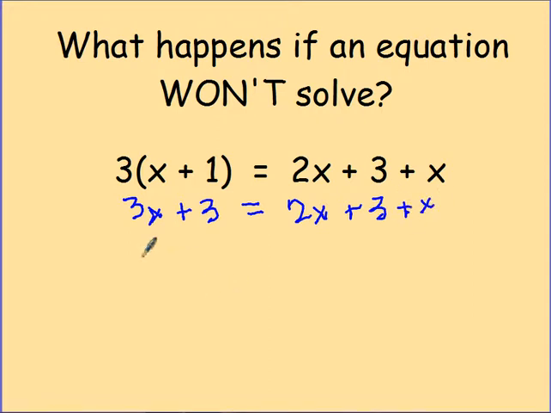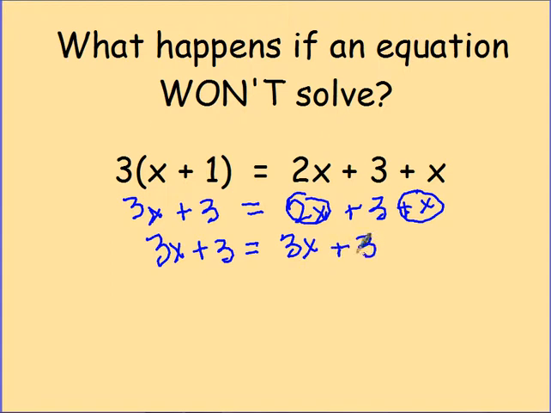My second step is to combine like terms. So over here I don't have any like terms to combine. I still have 3x plus 3. On the other side I have 2 x's and I'm adding one more x, gives me 3x plus 3 on the other side as well. Notice how both my sides are exactly the same.